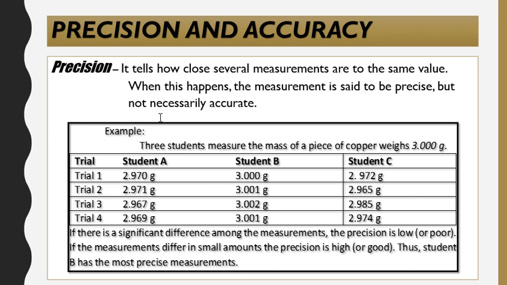Take note again, high or good precision is not necessarily accurate. Precision tells us how close several measurements are. Student B took several measurements, four of them, and they are very close to each other, unlike the other two. Now, since we've talked about precision, what about accuracy?